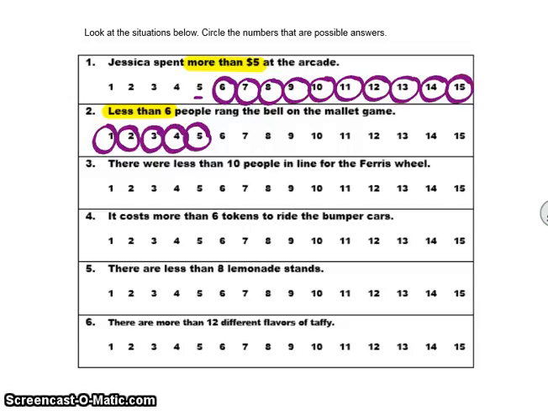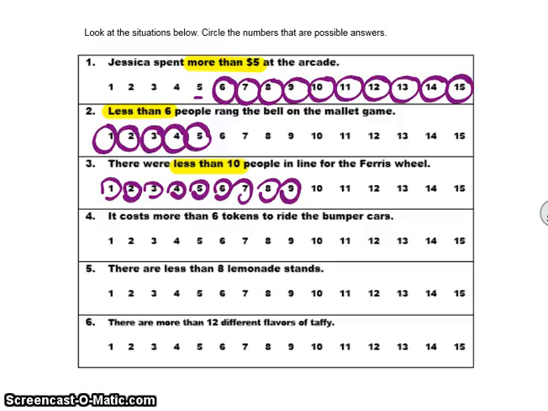Number 3 says there were less than 10 people in line for the Ferris wheel. So less than 10 I want to highlight. Well, all of my numbers that are less than 10 are 9, 8, 7, 6, 5, 4, 3, 2, and 1.